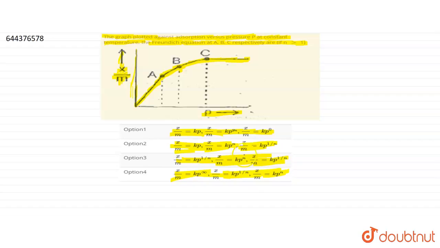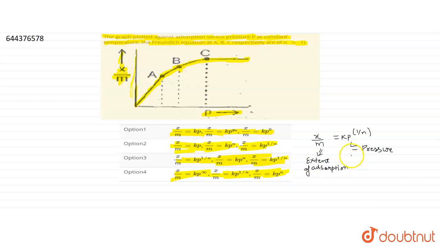We know, according to the Freundlich adsorption isotherm, x by m equals kp to the power 1 by n. This is the extent of adsorption. I hope you guys are understanding it. This is the pressure. So this is the relation between extent of adsorption and pressure, which is given by Freundlich, and this is its isotherm.